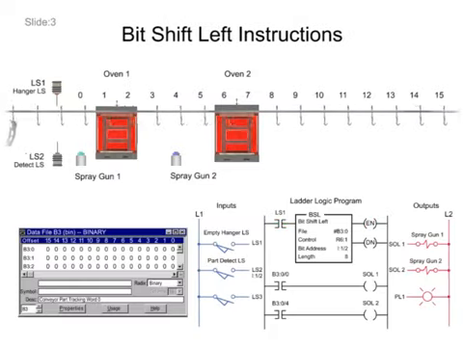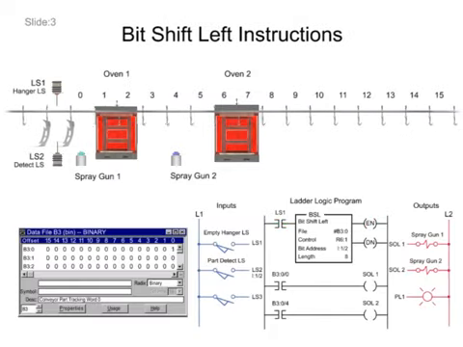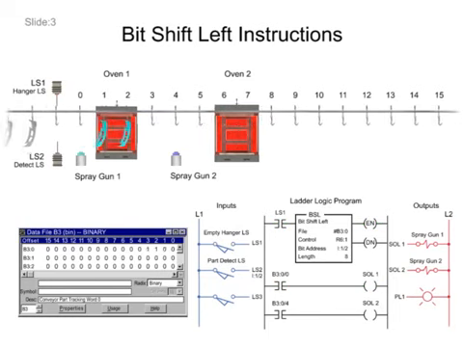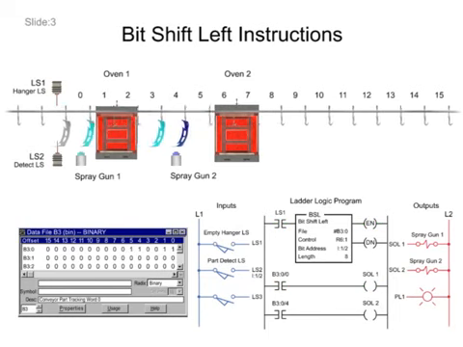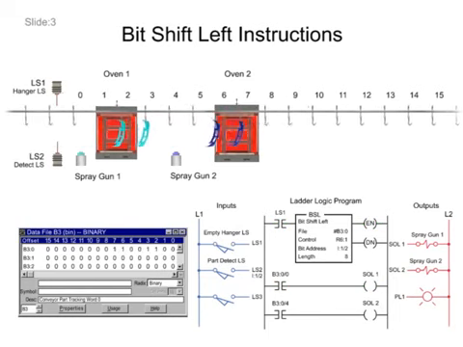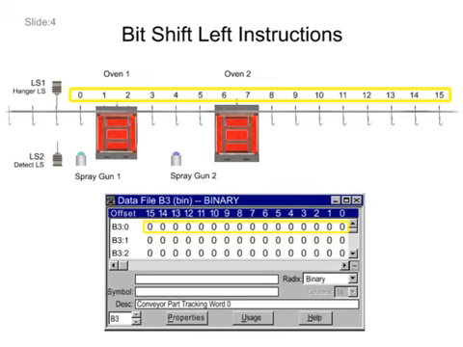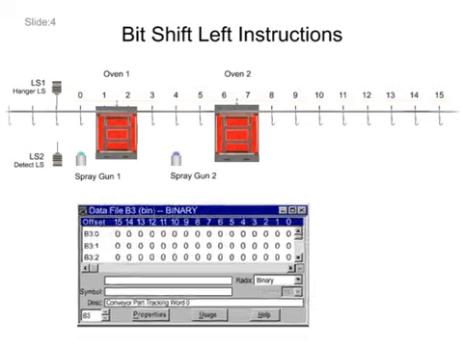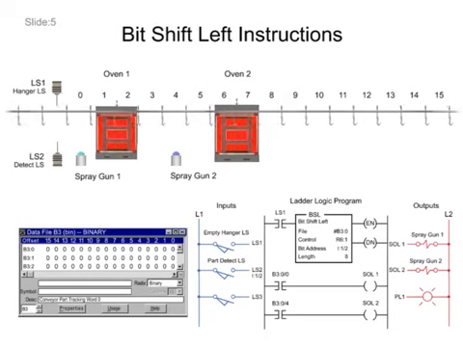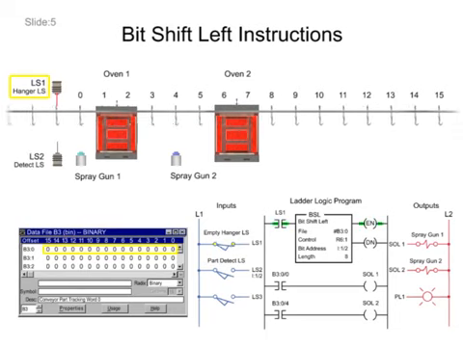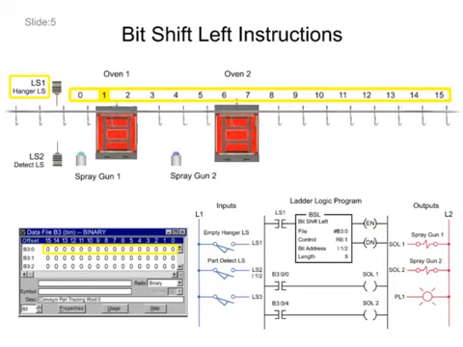An example of the bit shift left instruction includes tracking parts for a spray painting application. Positions 0 through 15 of the paint line match the length of the word in the bit shift left instruction. As hooks are detected by the LS1 limit switch, bits are shifted in file B30 from left to right.